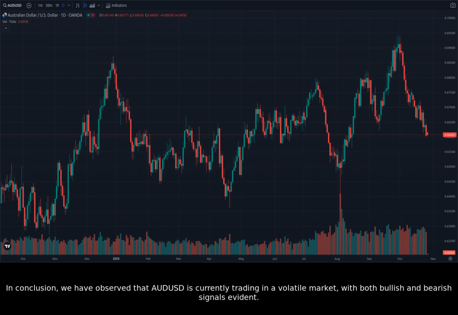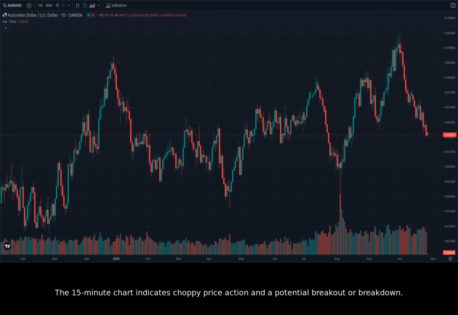In conclusion, we have observed that AUDUSD is currently trading in a volatile market with both bullish and bearish signals evident. The daily chart reveals a bearish trend line, while the 1-hour chart shows consolidation and a potential shift towards bullish. The 15-minute chart indicates choppy price action and a potential breakout or breakdown.